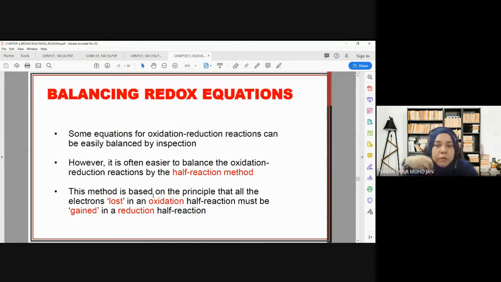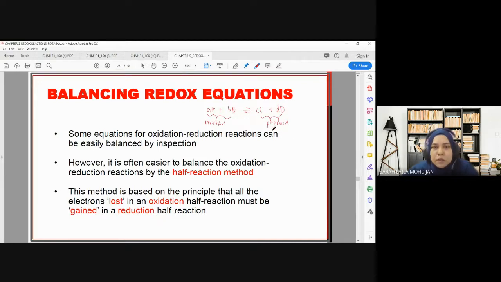Some equation for redox oxidation reduction reaction can be easily balanced by inspection. Okay. Bila you ada chemistry punya equation, A tambah B menghasilkan C plus D, ini general expression ya. Yang depan ni kita panggil sebagai reactant, and the other one is the product. So whenever we have this chemical equation, make sure it is balanced. Kita dah belajar dalam chapter 2 yang you kena balancekan all these coefficient for the reactant and also product.